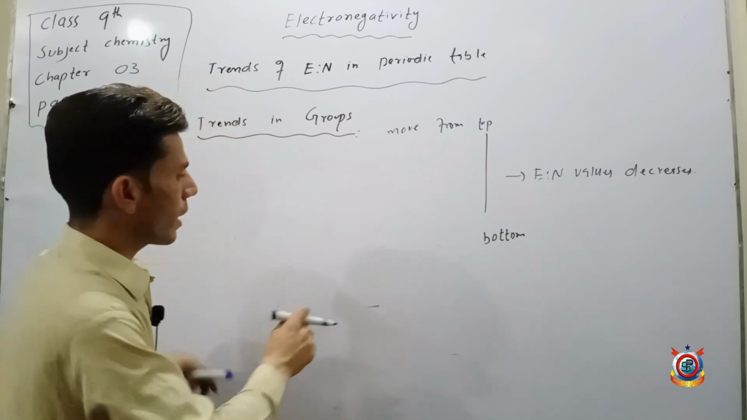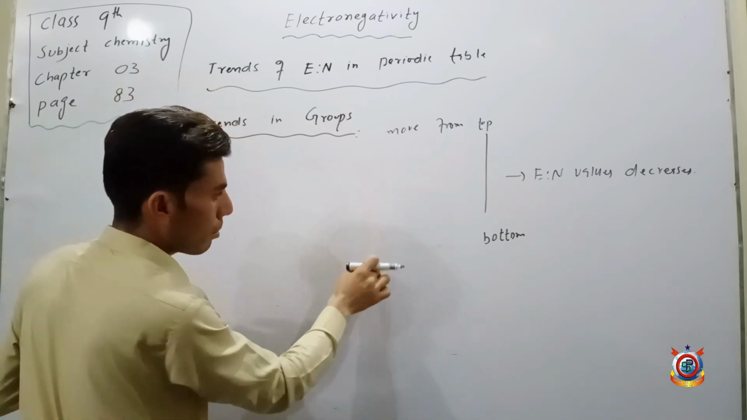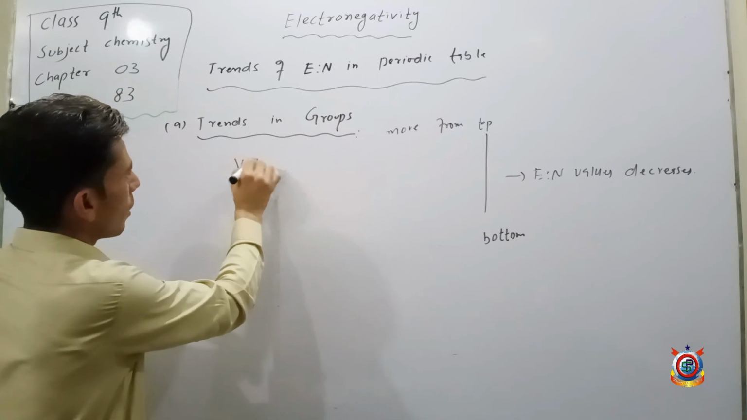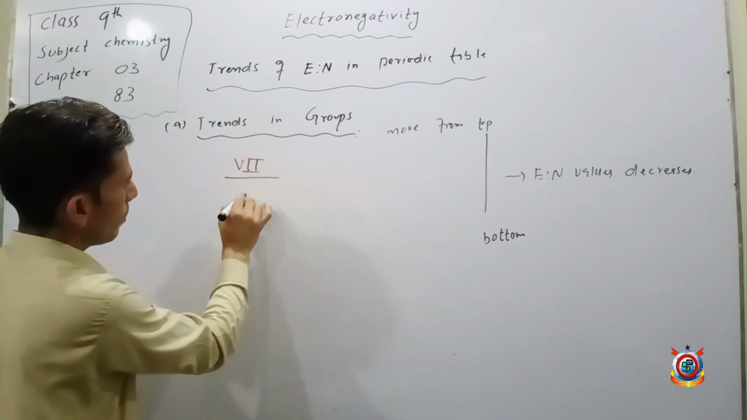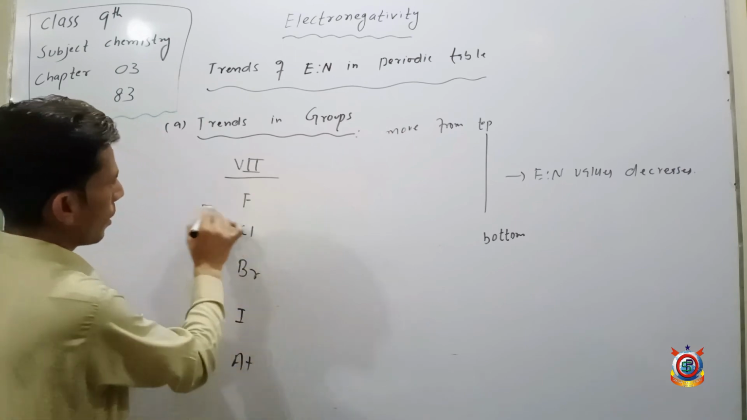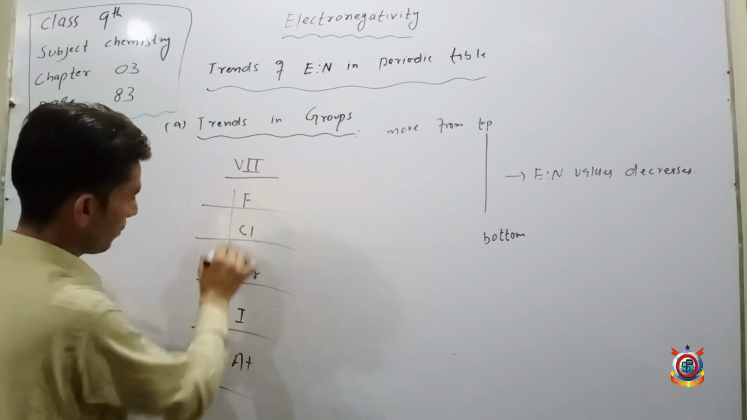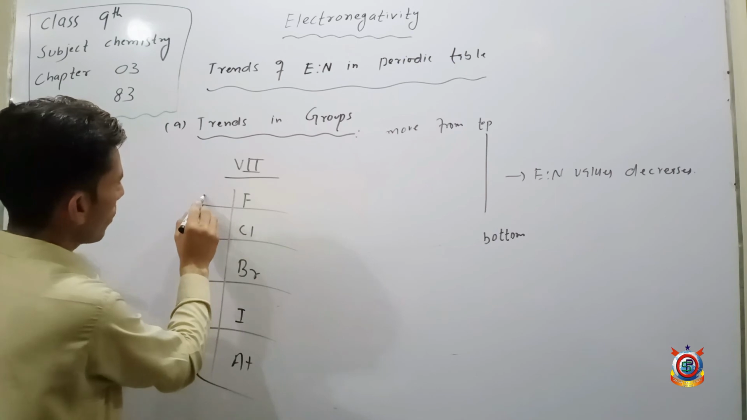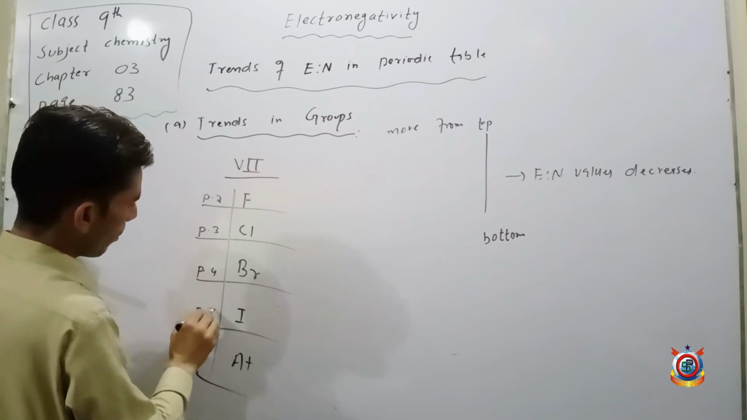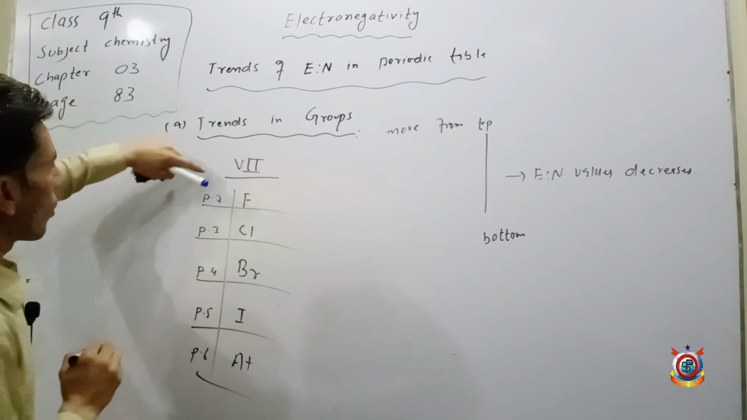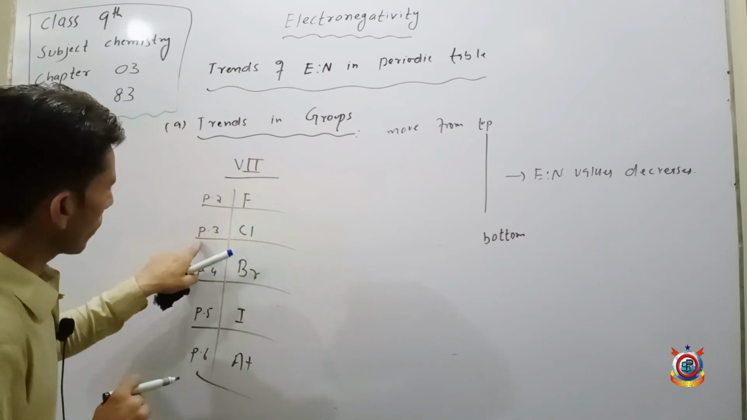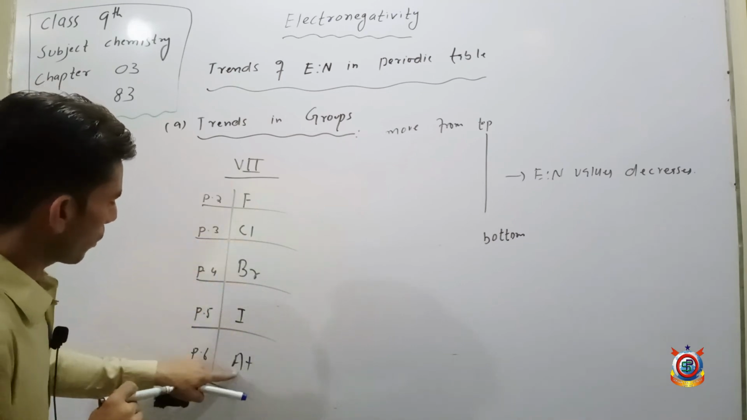The reason is that when we move from top to bottom, the number of shells increases. Shell after shell is added in each period. For example, group number 7 contains the elements fluorine, chlorine, bromine, iodine and astatine. Fluorine is a member of period 2nd, chlorine period 3rd, then period 4, period 5 and period 6.